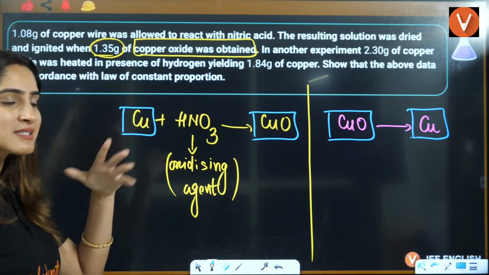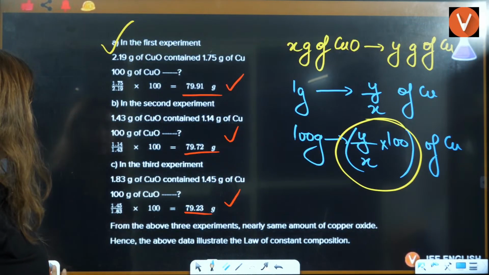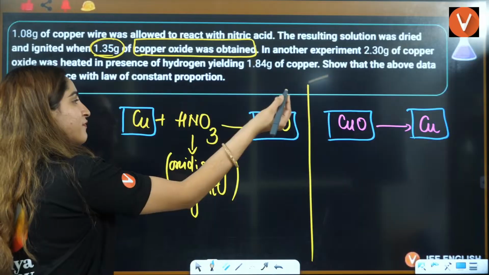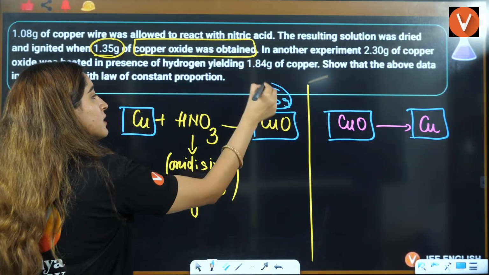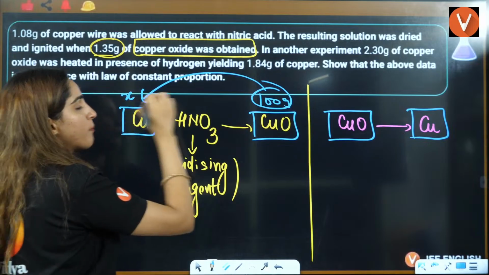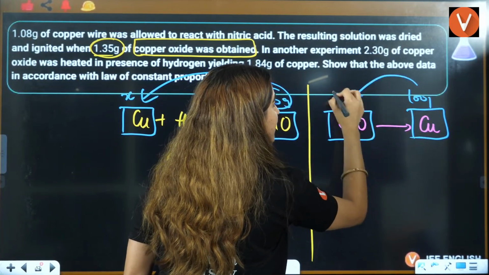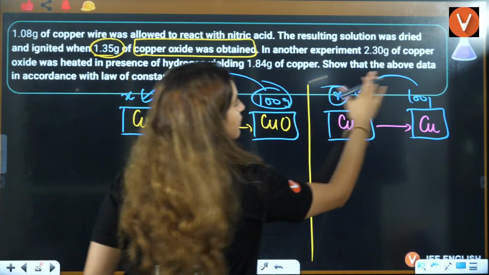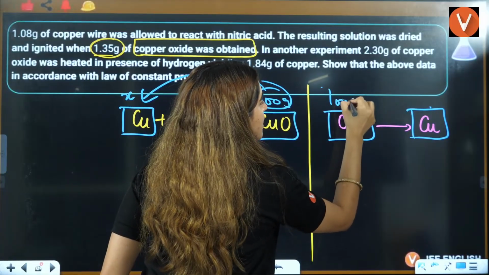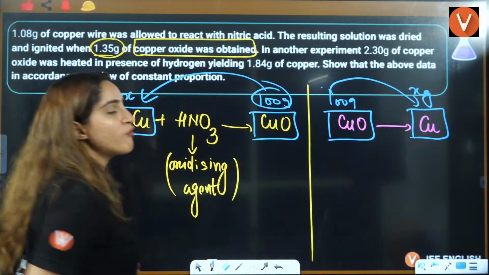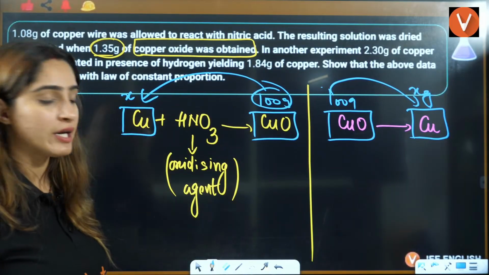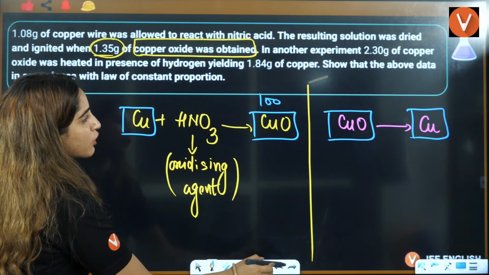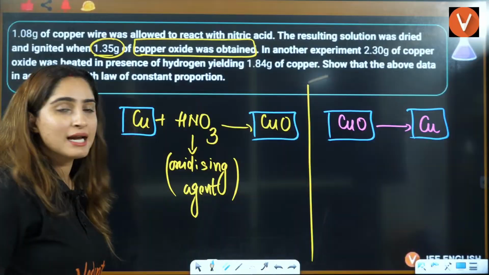Now, in these kinds of questions, just like we did in the last experiment, we fix one amount of copper oxide. Let's say I'm fixing it at 100 grams. These 100 grams should give X amount of copper, and in the other experiment these 100 grams should also give that same X amount of copper. If it gives the same X gram of copper, then you can say it is definitely following the law of definite proportion. Is that clear to everybody or not?